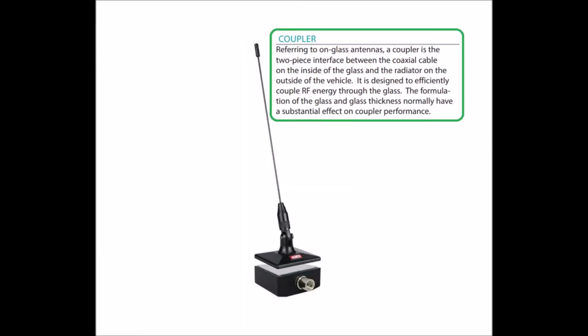Coupler. Referring to on-glass antennas, a coupler is the two-piece interface between the coaxial cable on the inside of the glass and the radiator on the outside of the vehicle. It is designed to efficiently couple RF energy through the glass. The formulation of the glass and glass thickness normally have a substantial effect on coupler performance.